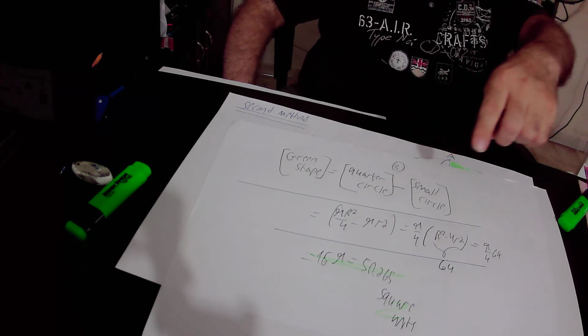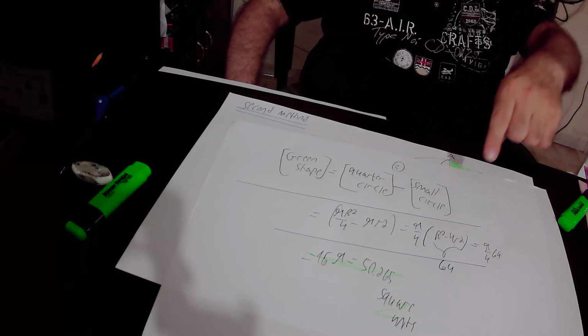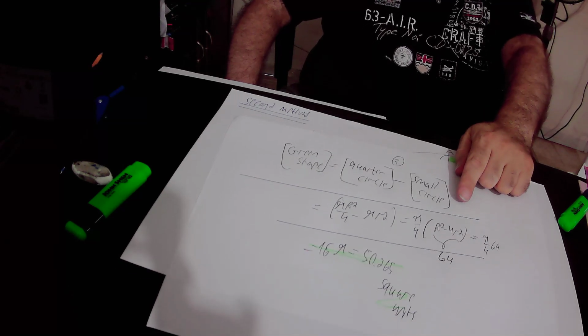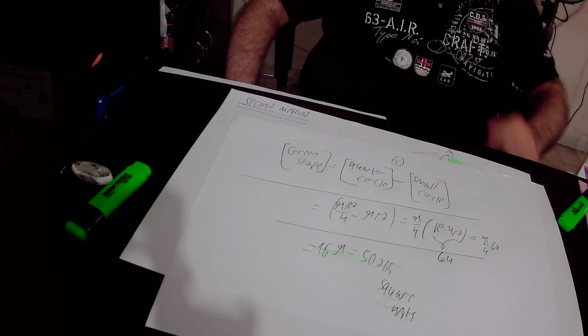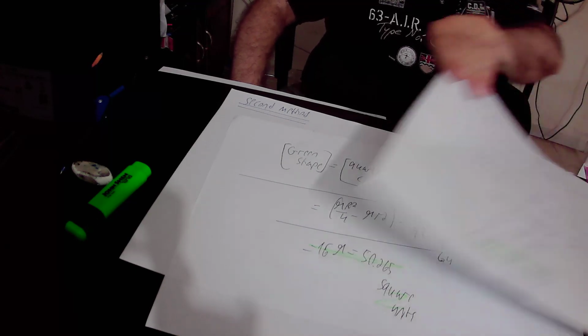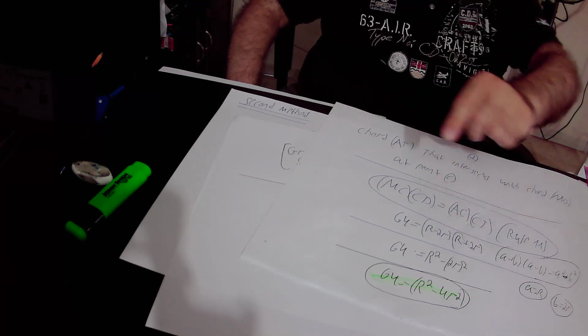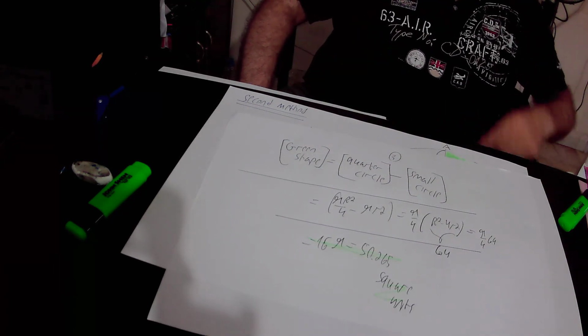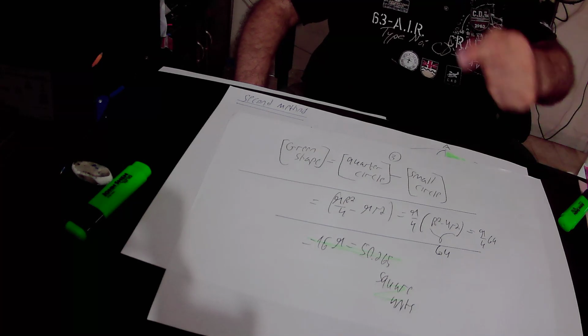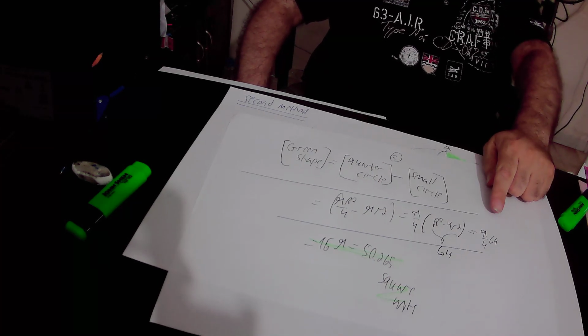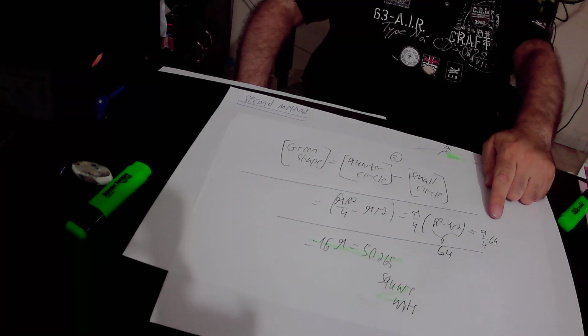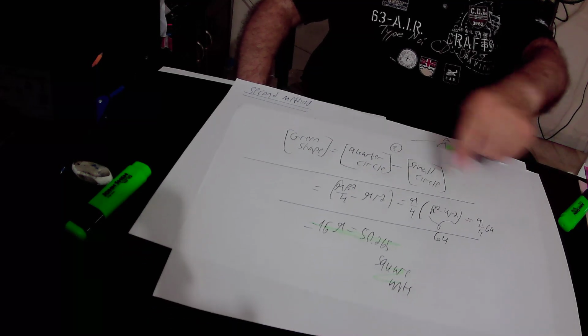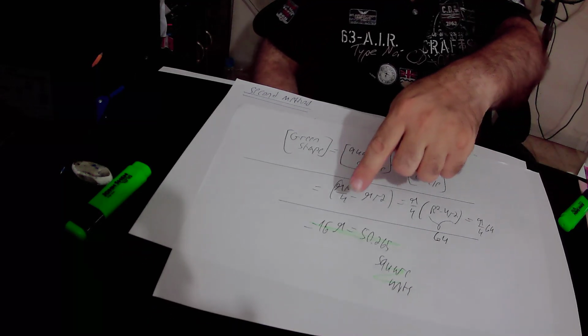We took pi over 4 as a common factor, so inside the brackets we are left only with capital R squared minus 4R squared, but we have already found out that capital R squared minus 4R squared equals 64. Therefore, we can substitute it by 64. We got that the area of the green shape equals pi over 4 times 64. 64 over 4 is 16, so in total this expression equals 16 pi.